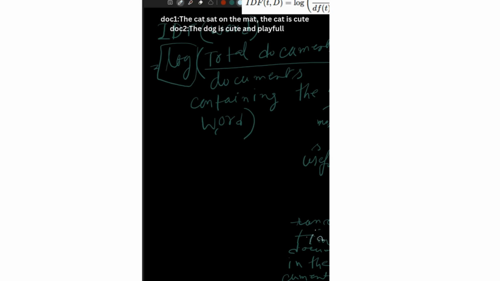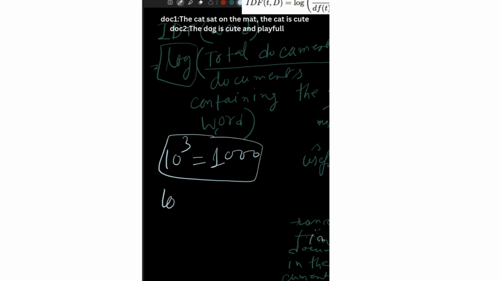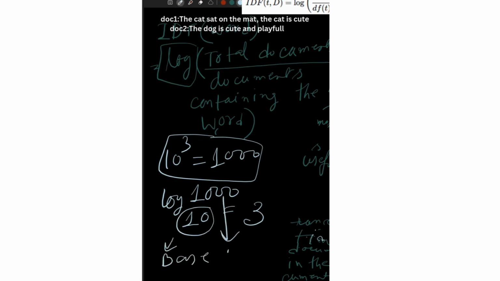To describe log, we can say, if we all know that 10 cube equals 1000, right? This complete expression can be expressed in logarithm format. How? We do log 10 and put this value on the top, which becomes 3. So in log we have 3 components: one is known as the base, this is known as the exponent, and this is the value.